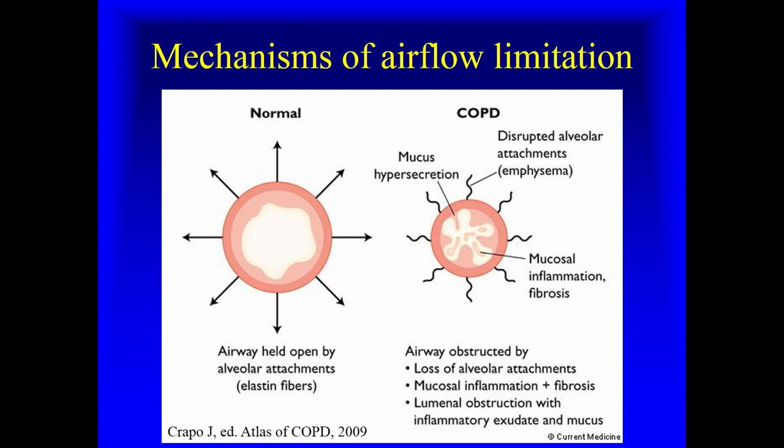So the airway becomes obstructed by those three processes: collapse from loss of alveolar attachments, and then the luminal changes of both inflammation, fibrosis, and the mucus exudate.